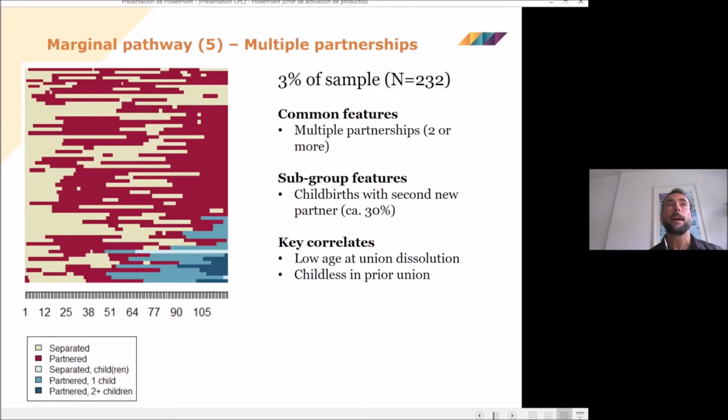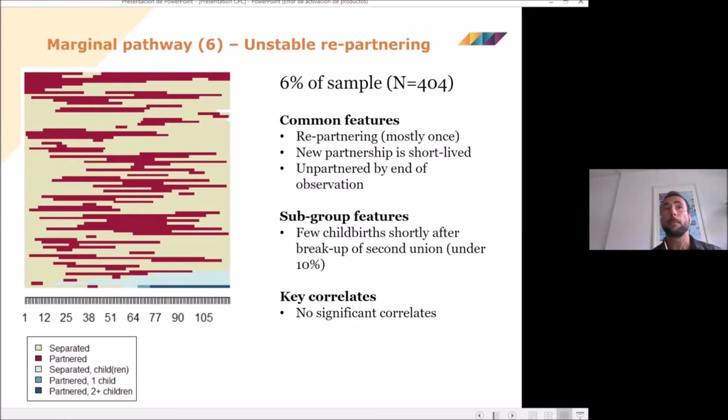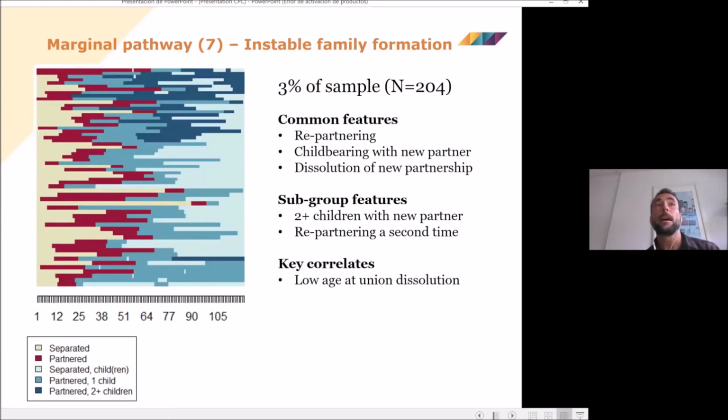Then we have a pattern of multiple or serial relationships featuring 2 or more partnerships after the dissolution of the first union. And this pattern relates to low ages and childlessness upon union dissolution. Then we have a pathway of unstable repartnering, which is different to the previous one in that we only observe 1 short-lived partnership episode instead of multiple. And most of the time, women here remain unpartnered. And finally, there is this very small group that features early repartnering and childbearing after the dissolution of the first union, but this new partnership will not last long.